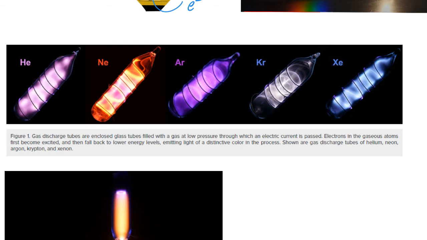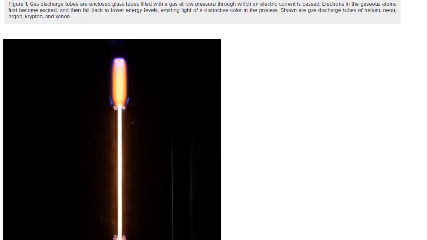Now, just like when we look at a regular light bulb, we are only seeing this color coming out of these gas discharge tubes. But another question to ask is, what happens when you look at that light through a prism, just like we did with the incandescent bulb? So that's actually what I want to show you next.